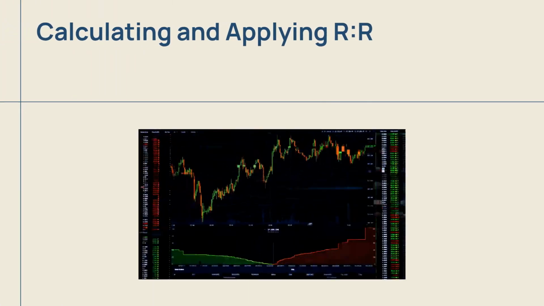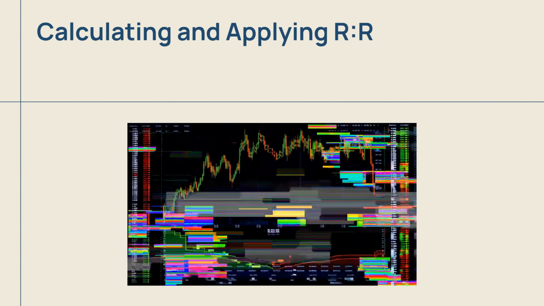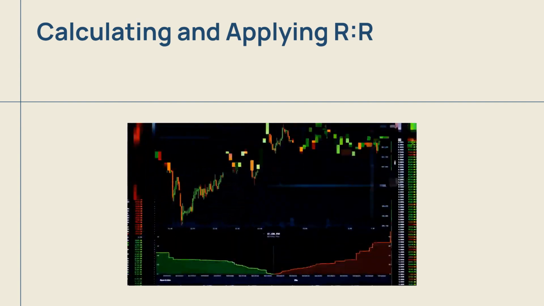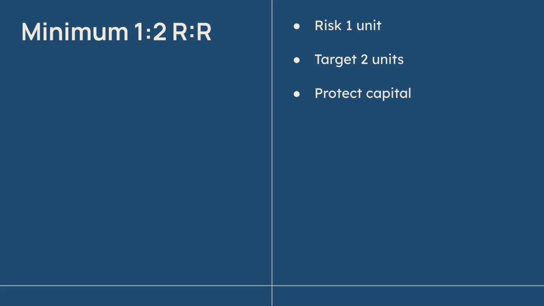To apply RR, first measure the distance from your entry to your stop-loss risk, and then measure the distance from your entry to your take-profit reward. Use the RR tool on TradingView to visually set your stop-loss below your entry for a long trade and your take-profit higher. The ratio will be automatically calculated. Aim for a minimum risk-reward ratio of 1 to 2. This means for every $1 you risk, you aim to gain at least $2. This ratio allows you to maintain profitability even if you only win 40% of your trades.